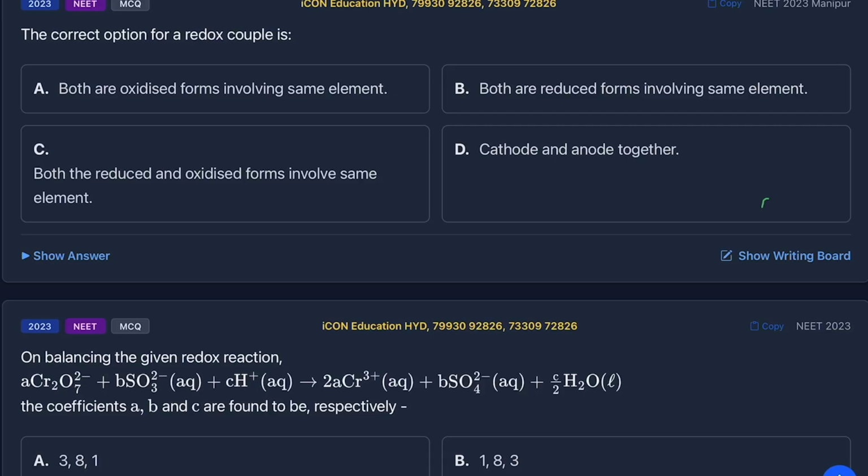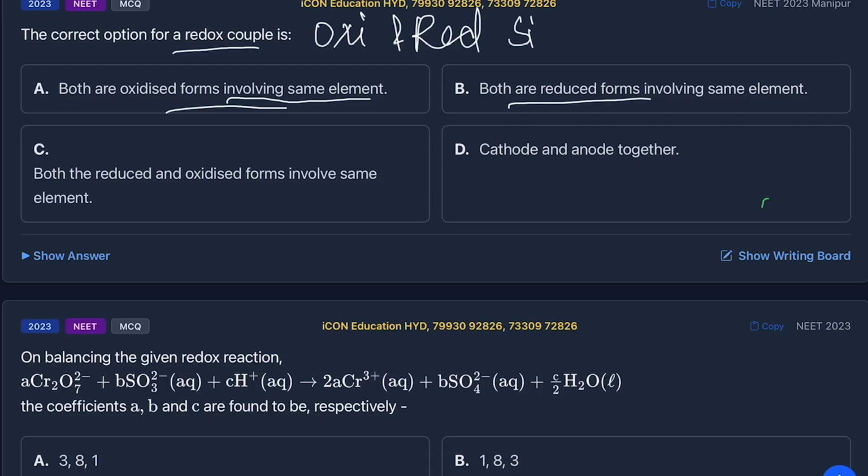The correct option for the redox couple is what they are asking. First, for option A, both are oxidized forms involving the same element. First of all, what is a redox reaction? As I said earlier, oxidation and reduction take place simultaneously. So both are oxidized, this is not a correct option. Next, both are reduced, no, this is not a correct option. Both oxidized is also not correct, both reduced is also not correct. Both reduced and oxidized forms of the same element, yes, that is going to be the correct option.